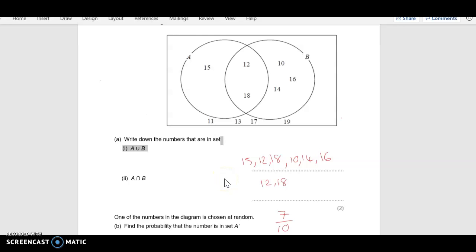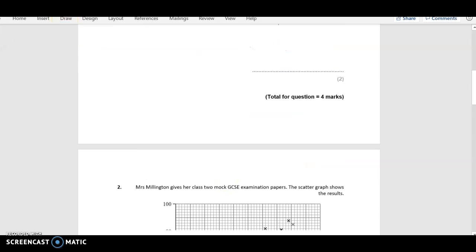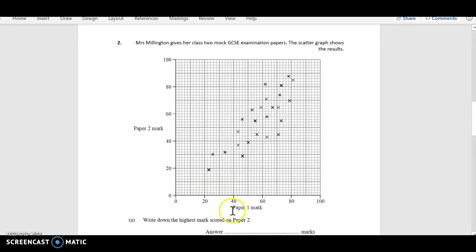Okay, let's move on. We're now going to have a look at a scatter diagram. Okay, so here you have a scatter diagram. They want you to first of all see the relationship between paper 1 and paper 2. Okay, so there's 2 mock papers and here are the results. So you can see that there is a correlation between these, because they seem to be going up as you're going up on the marks on paper 1 and paper 2.